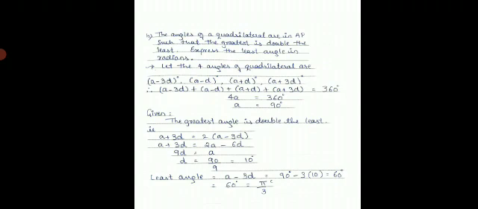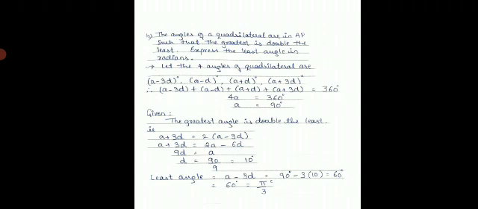Now, here they have asked only to express the least angle in radians. The least angle is A minus 3D, which is equal to 90 degrees minus 3 times the D value, which is 10 degrees. So, 3 tens are 30. 90 minus 30 is 60 degrees.